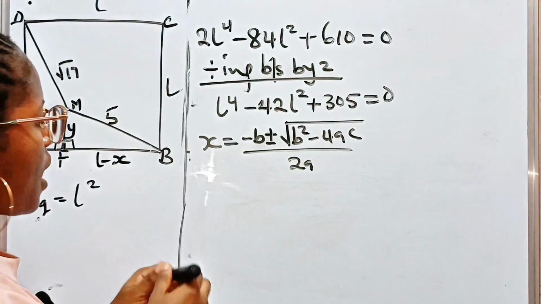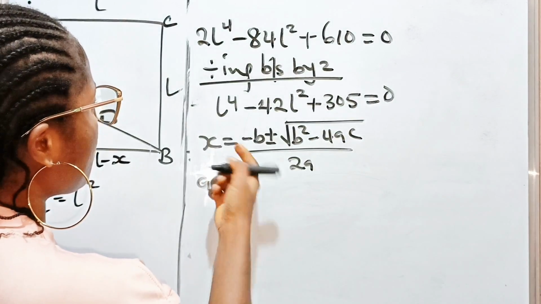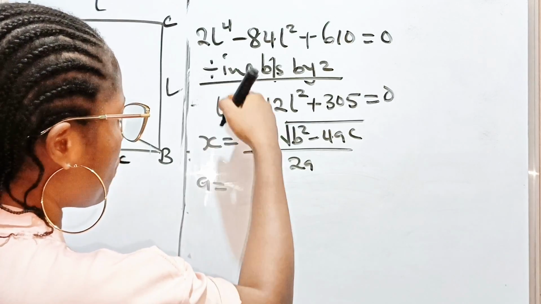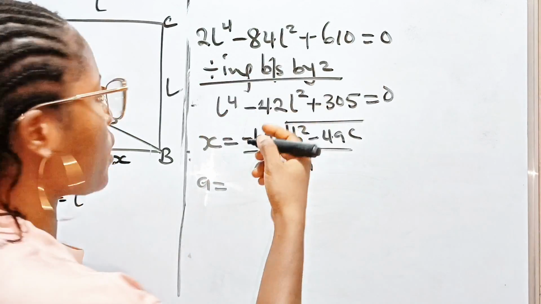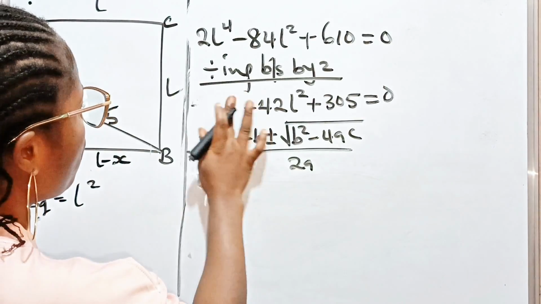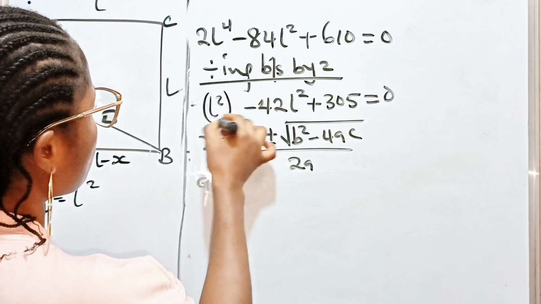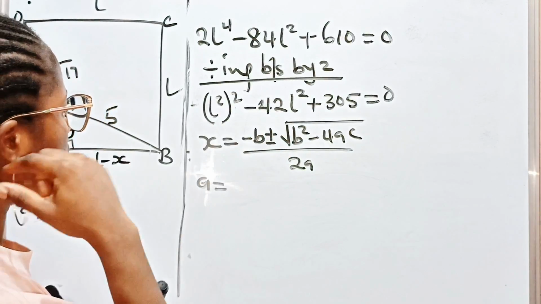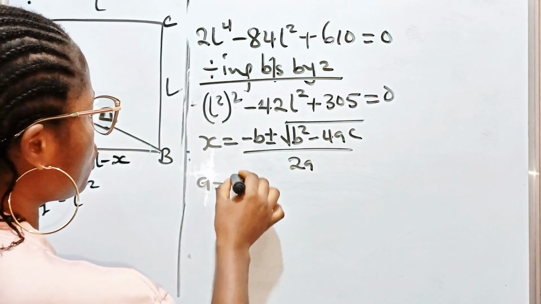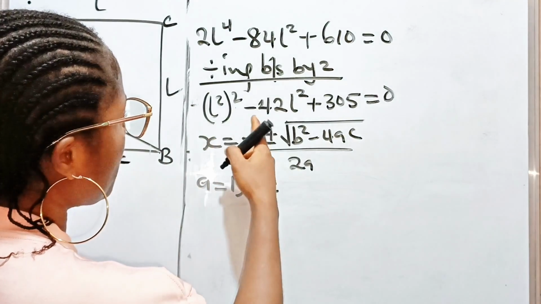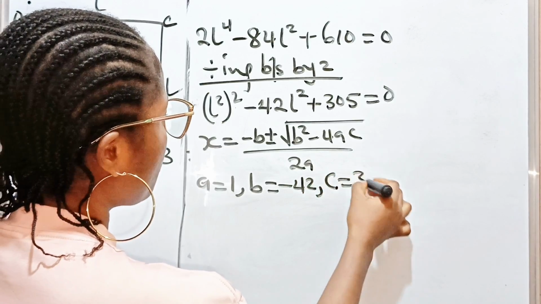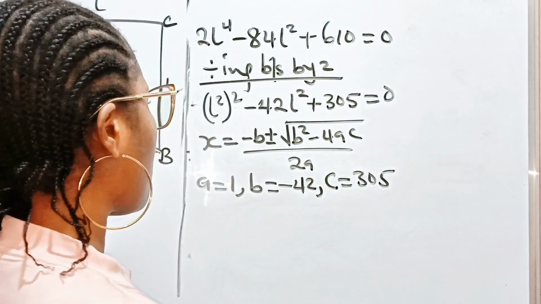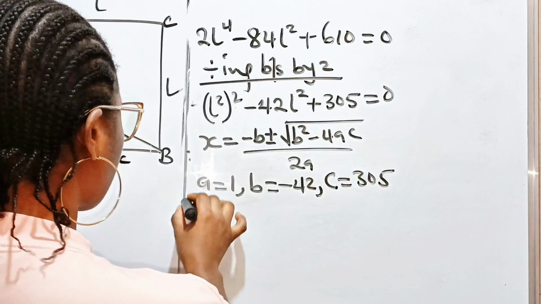Now in this case, our a is the coefficient of L to the power of 2. That's what this is supposed to be. This is L to the power of 2 squared, right? So we can write L to the power of 4 as L to the power of 2 raised to the power of 2. Yeah. So our a is the coefficient, which is 1. Our b is minus 42. And our c is 305. This is a big number, but we can solve it.